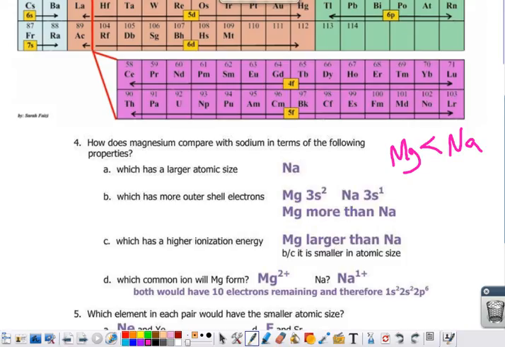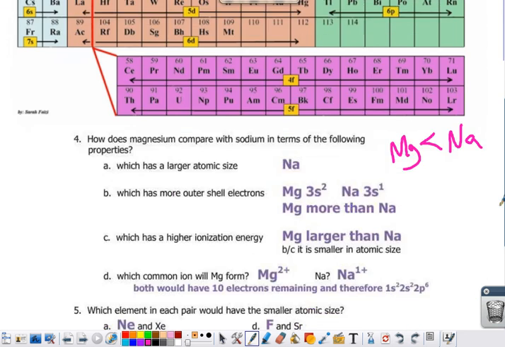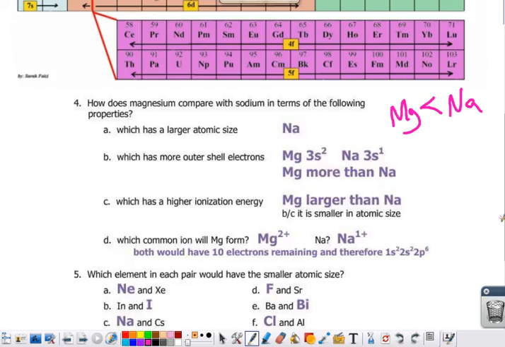Which has more outer shell electrons? Magnesium is S2, sodium is S1, so magnesium has one more. Again, you can tell they are 1, 2, 3 layers down on the periodic table. In the S area, sodium is in the first column, so it's S1. Magnesium is in the second column, so it's an S2. Higher ionization energy. This is, again, energy to take an electron, ionize it to take it. Magnesium, because it has more protons, would be harder to steal from.